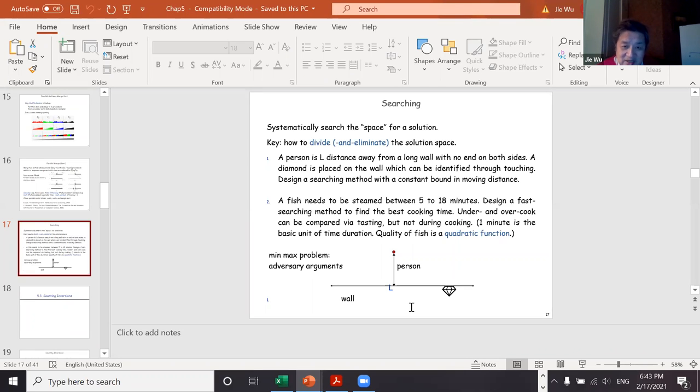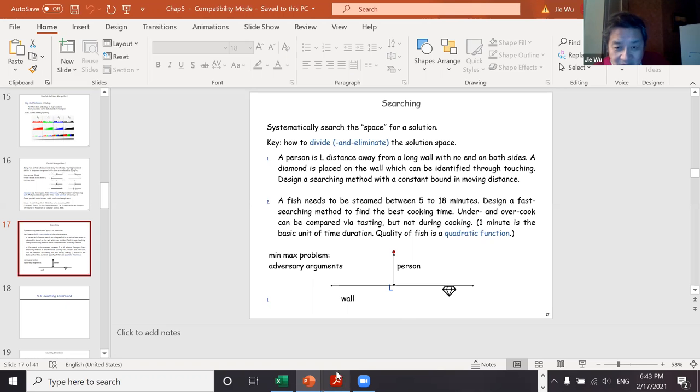But in this case, there is no reference point. So if you cook at the middle, for example, 11 minutes, what are you going to do? Can you eliminate anything? You cannot. Or some student can try the other way.